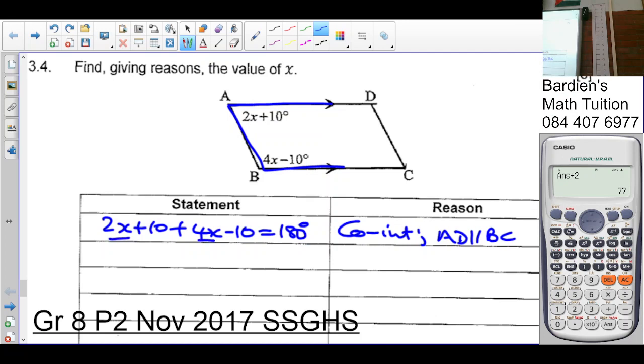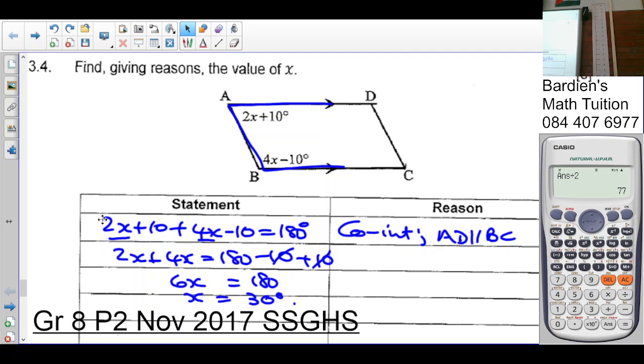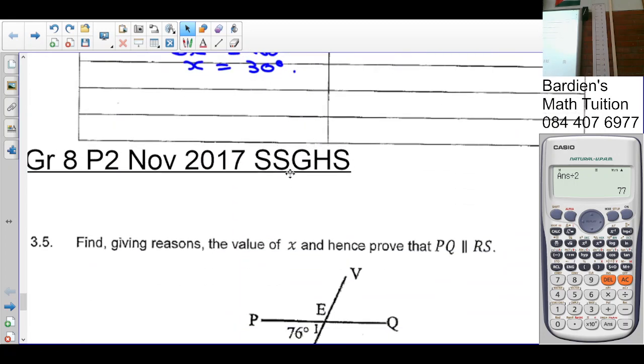So that's going to give us 2x plus 4x equals 180 minus 10 plus 10, which gives you 180, not so? So divide by 6 both sides, so x is going to be 30 degrees. Okay. Easy, no?